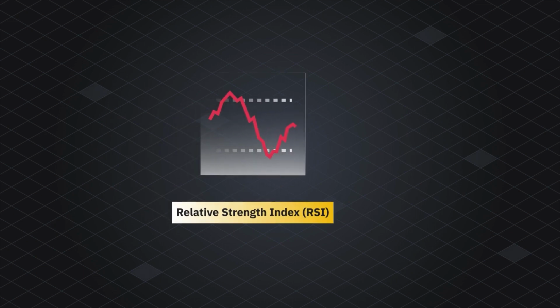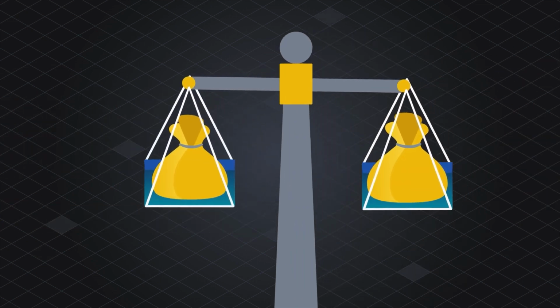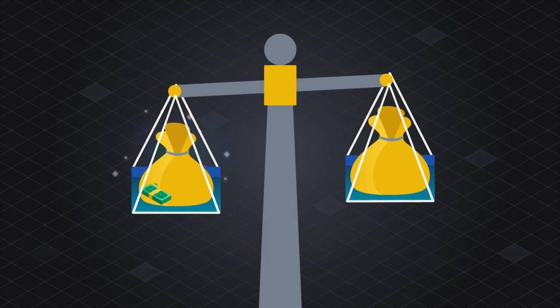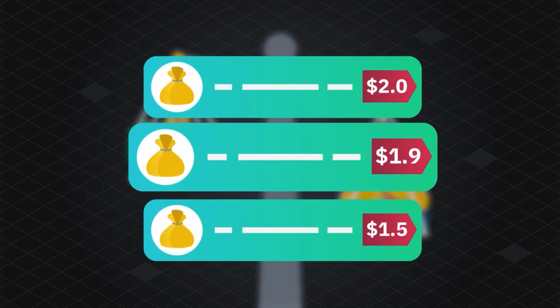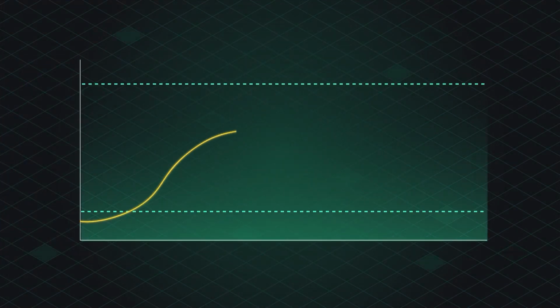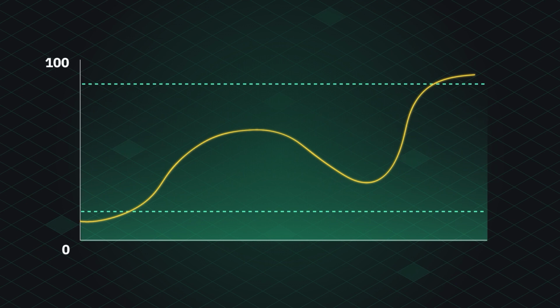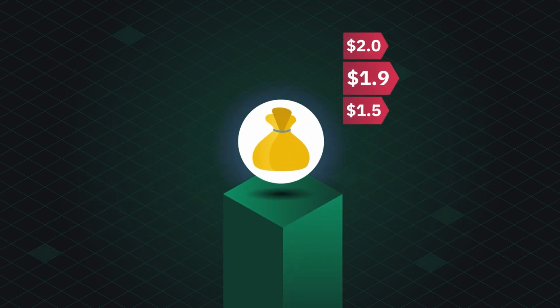The first is called Relative Strength Index, also known as RSI. It's a momentum indicator that shows whether an asset is overbought or oversold. It does this by measuring the magnitude of recent price changes. The data is then displayed as an oscillator that can have a value between 0 and 100. Since the RSI is a momentum indicator, it shows the rate, or the momentum, at which the price is changing.